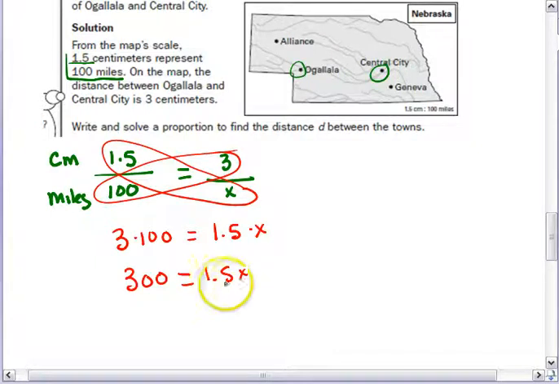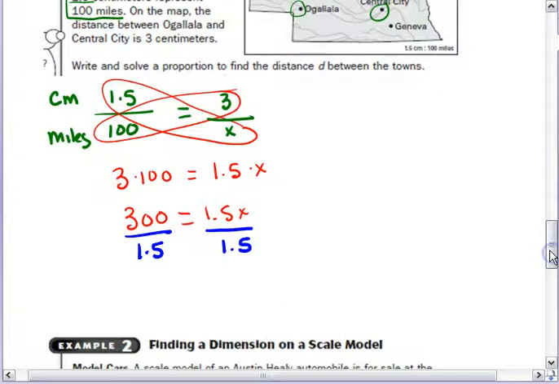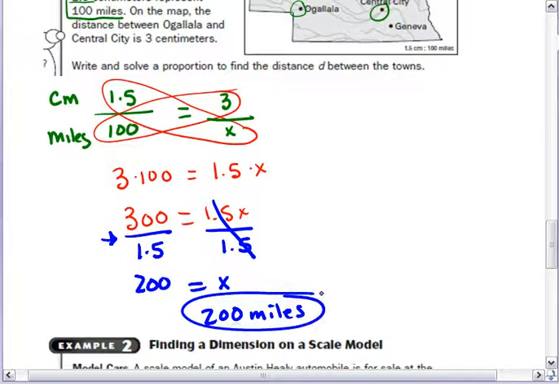Again, I need to undo multiplication. To undo multiplication, I need to divide. So I'm going to divide both sides by 1.5. This is where you can use your calculator. 1.5 goes into 300 200 times, because this is a division problem here. And that's going to give me, these two cancel out, and I get x. So it's 200 miles from Ogallala to Central City. And that's how you would use the scale on your map.